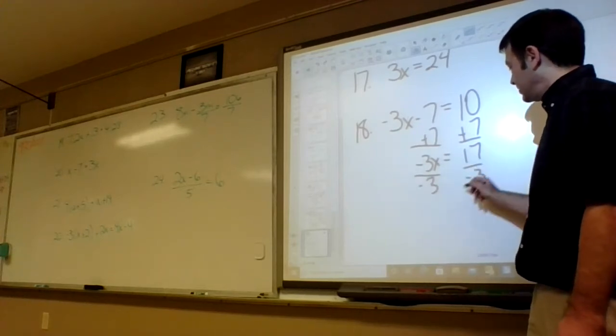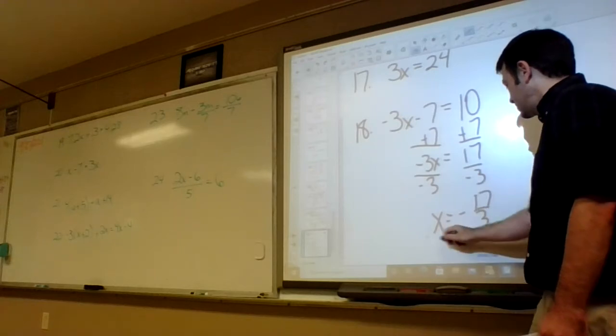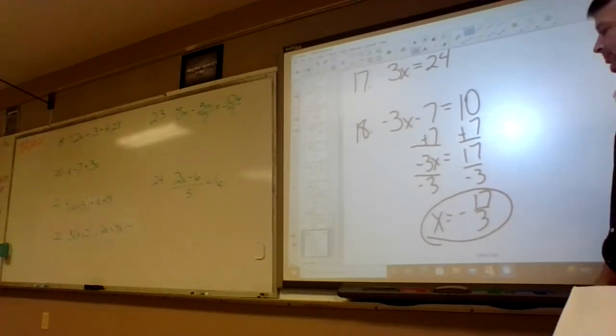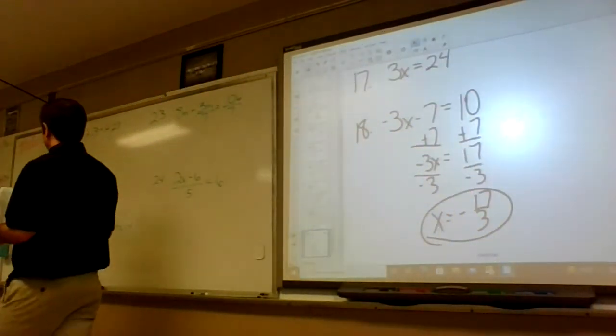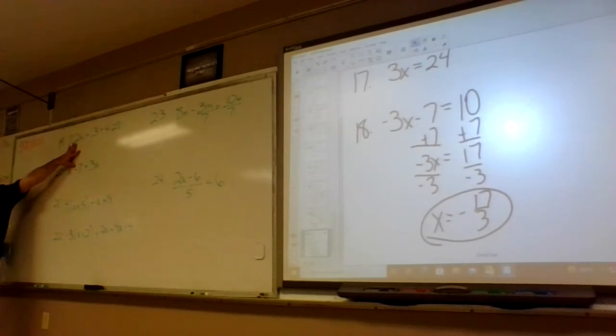So what's 17 divided by negative 3? Negative 17 over 3. I prefer that to the decimal because you'll get an infinite decimal. Okay, oh my god, negative 5 and 2/3. For time's sake, we're going to have to keep rolling here. So do not let the decimals freak you out.